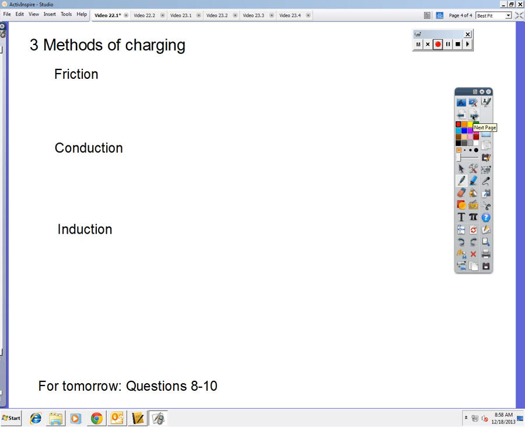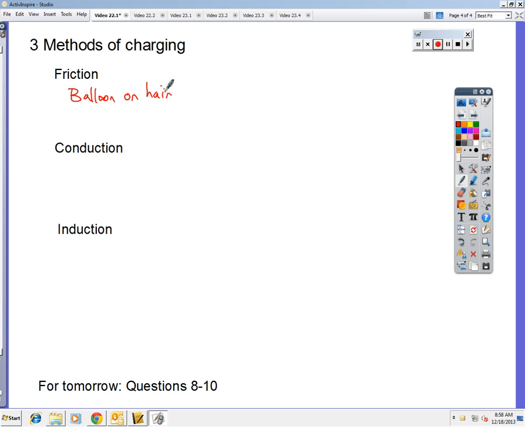And now we need to discuss how you would put an excess charge on a material in the first place. Now, friction, basically this is when you rub two materials against each other and charge moves from one to the other. So an example of this is the balloon that you rub on your hair.